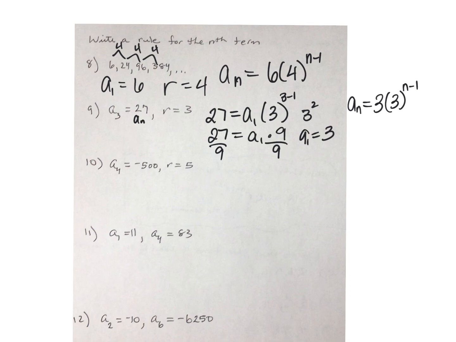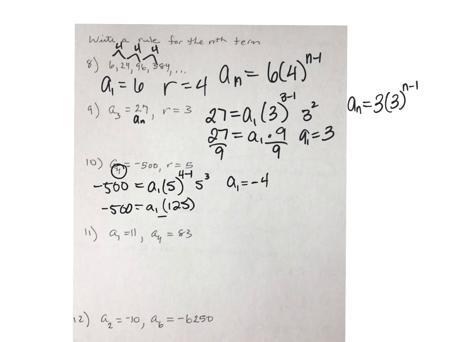Okay, let's see. What is our an? What were we given? Negative 500 equals a1 times 5 to the, what's my n? 4 minus 1. The subscript in a4 means n is 4, and the negative 500 will be your an. So that's negative 500 equals a1 times 5 cubed, which is 125. And so a1 is negative 4. Divide by 125.